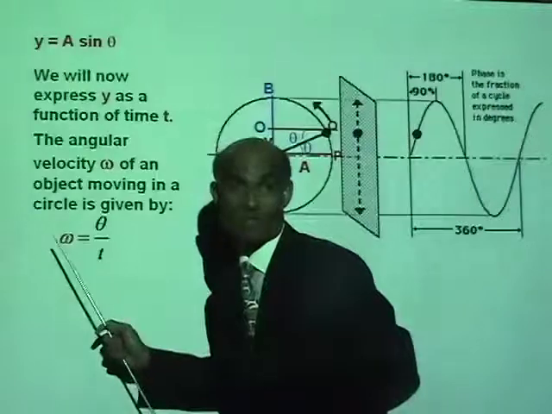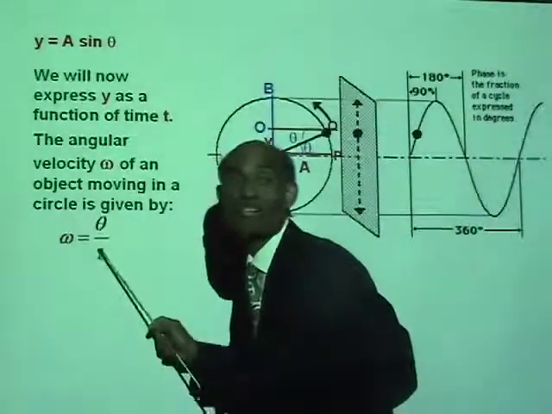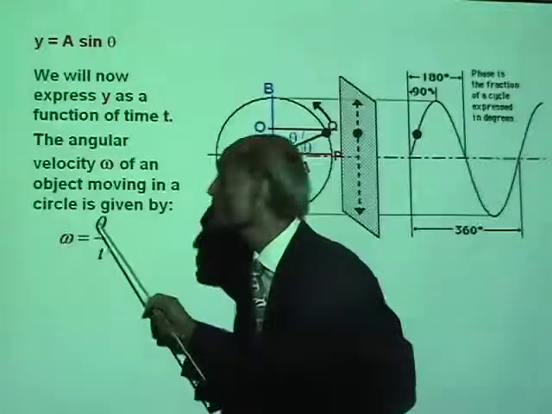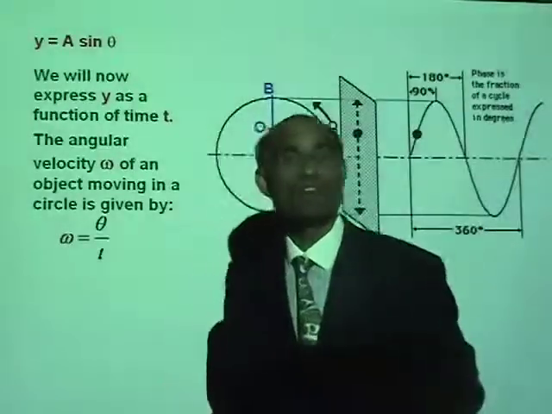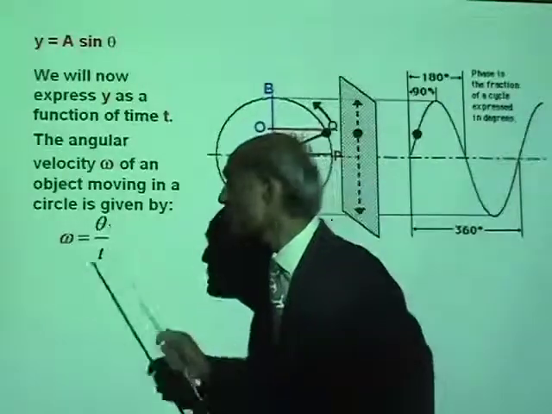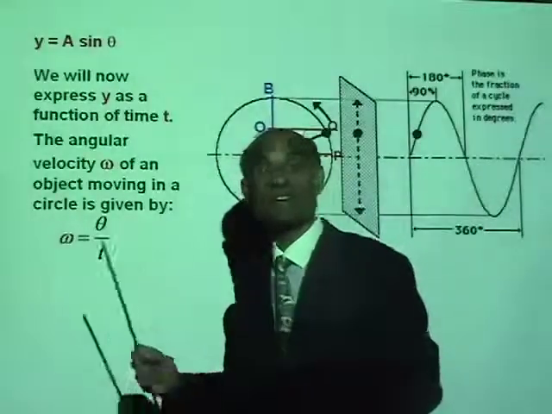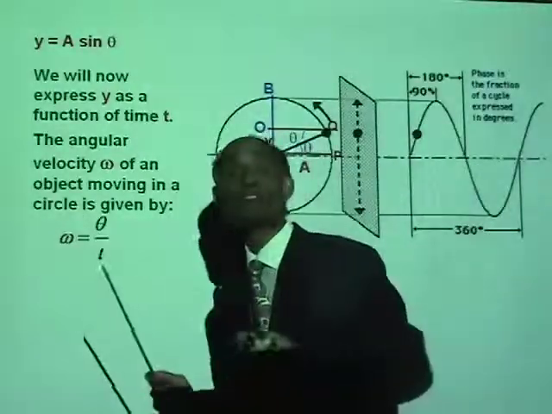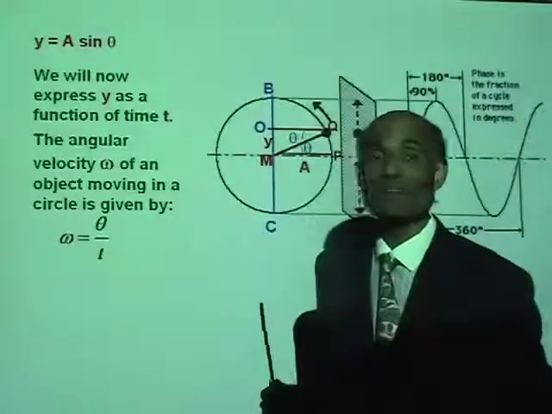Is that right? I hope you remember. Omega is the rate at which the angle is being described. Omega equal to theta over t. What is the unit of omega, the angular velocity? Angle is measured in radian and the time is in second. Therefore, omega, the angular velocity, is measured in radian per second.